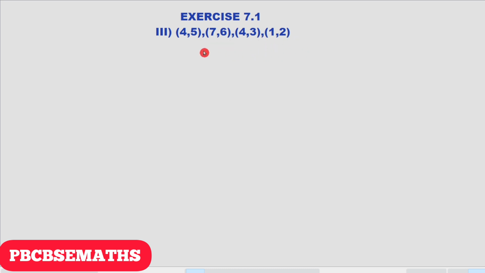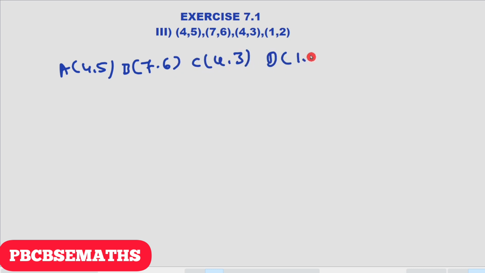Here also we need to check out which type of quadrilateral these 4 points will frame. So let's take A as (4, 5), B as (7, 6), C as (4, 3), at last D as (1, 2). And let's find out the distance between AB, BC, CD, and at last AD.